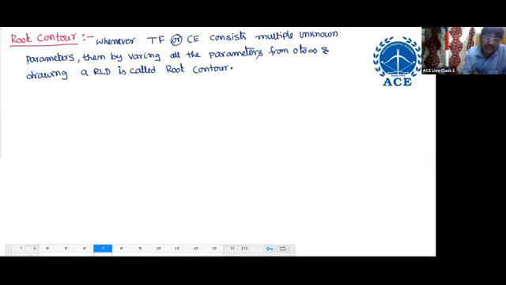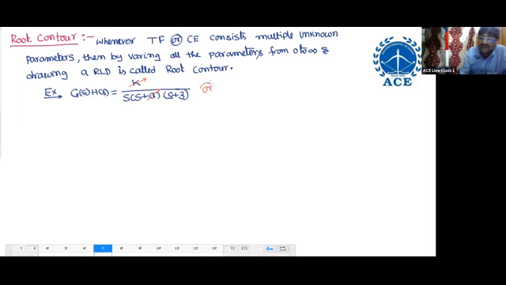For example, listen. I'll take G(s)H(s) equal to, for example, k divided by s into s plus a into s plus 3, something like this. So here how many parameters are there? 2 parameters. One is k, one is a. Both you have to vary from 0 to infinity and draw the RLD, called root contour.